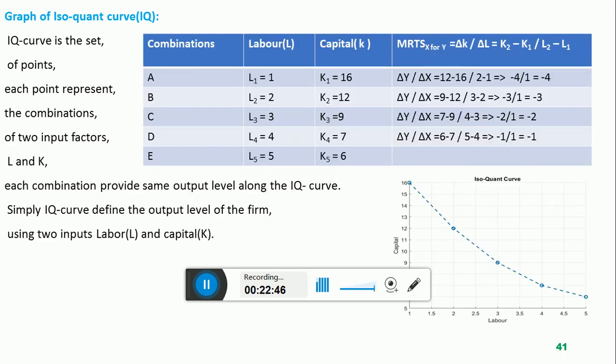Let me take you back to the table. The first point substitution is 4, 3, 2 and 1. This is diminishing.